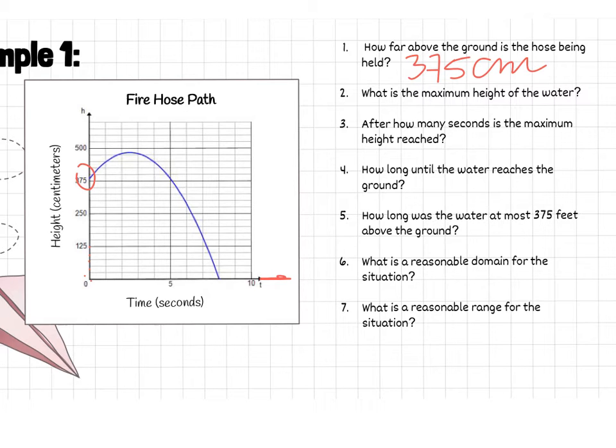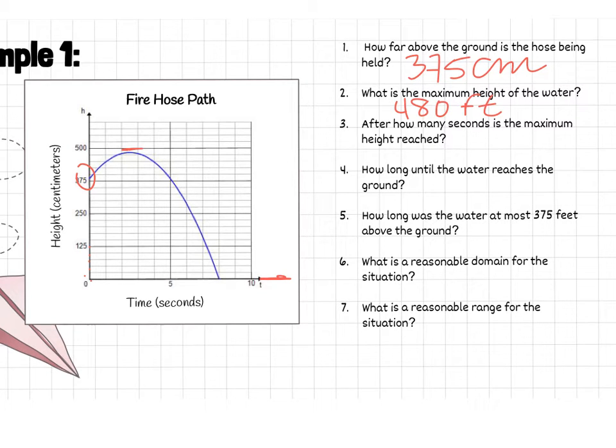Okay, what is the maximum height of the water? Well, how high does this get? Well, right here, right? And that's right under 500, and it's in between 475 and 500, so maybe 480 feet. Or you could even say just under 500 feet, and that would be okay also, as long as you write the words in there.